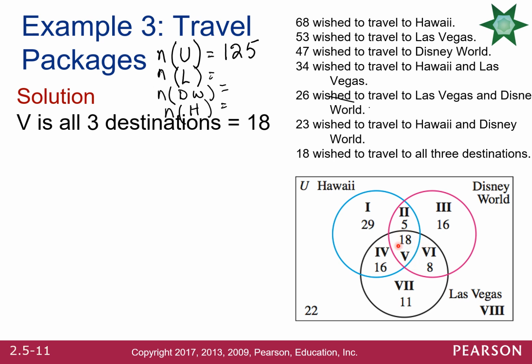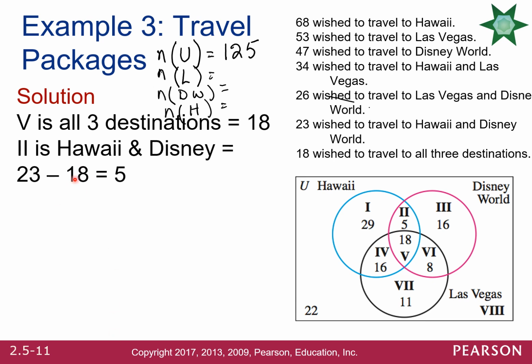Okay, and is anything else given to us? No, for the other ones we have to go through some calculations. So let's pull up the calculations here. It says 2 is Hawaii and Disney, so people who want to go to Hawaii and Disney, meaning region 2, the intersection of sets Hawaii and Disney. Let's see what comes up. That's 23 minus 18, which is 5.